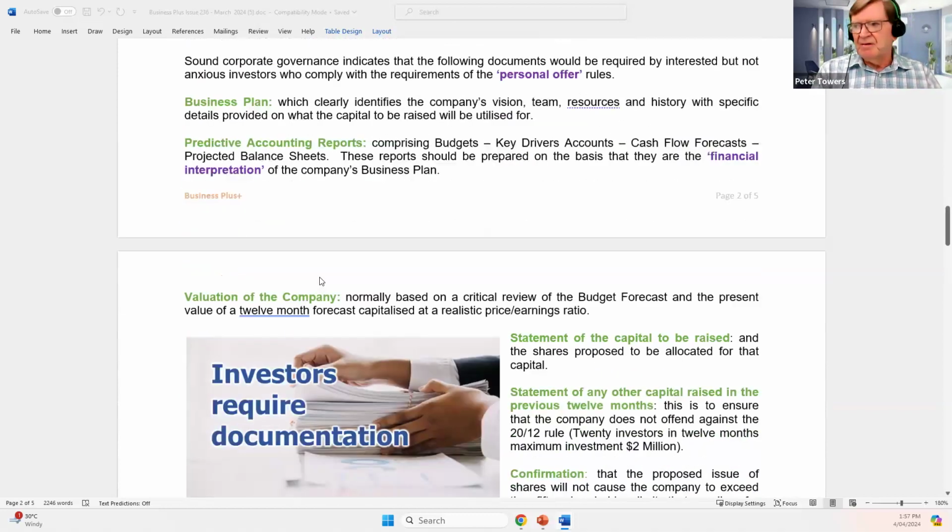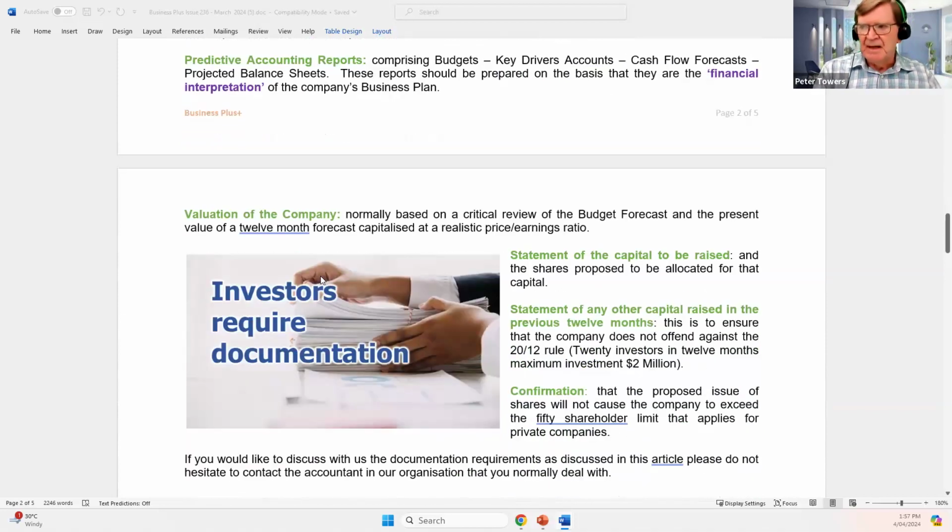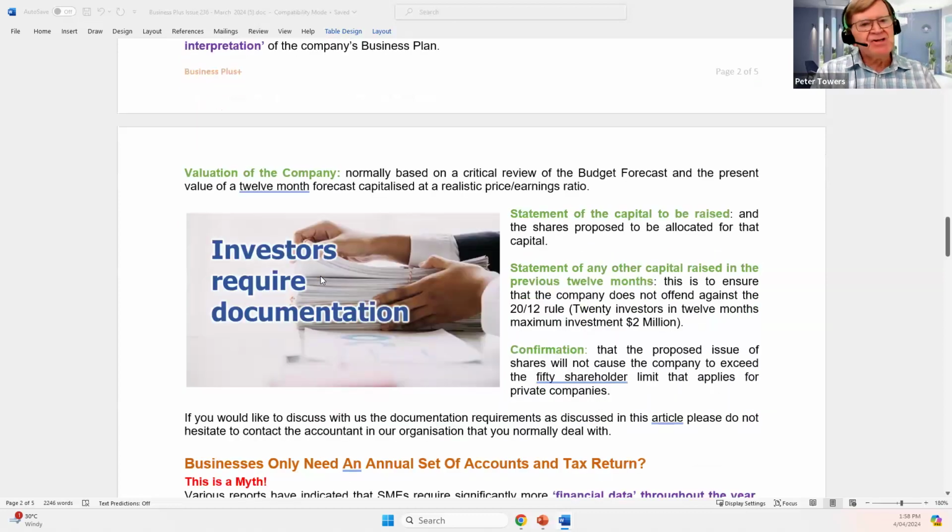Statement of how the capital is going to be used. Details of any other capital that's been raised in the previous 12 months, bearing in mind that the company can only raise $2 million in the period, and confirmation that the company is not going to exceed the 50 shareholder limit. That would be rather embarrassing, wouldn't it, for ASIC to come back and say, hang on, you've got to give all that money back, or a substantial amount of it, because you've exceeded the 50 shareholder limit, which still applies, obviously, for private companies.